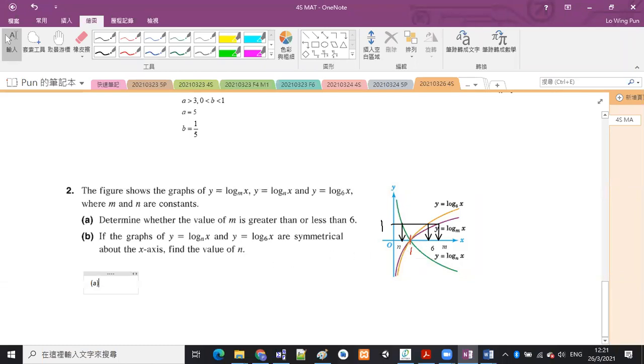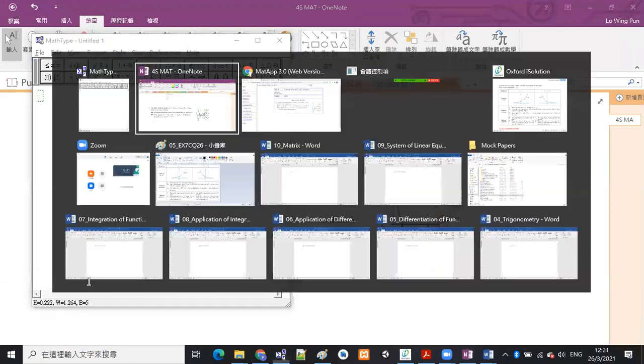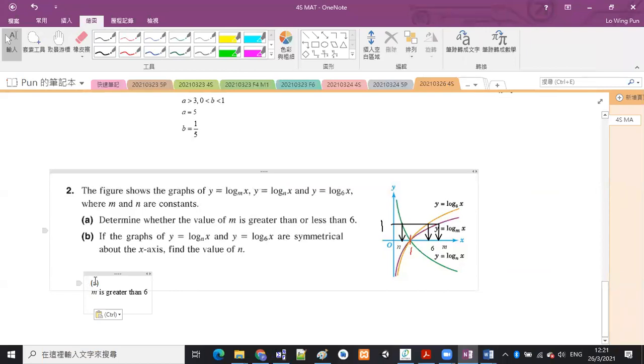No need to write any step. m is greater than 6. You don't need to write down any steps here, but you need to know how you get the results.